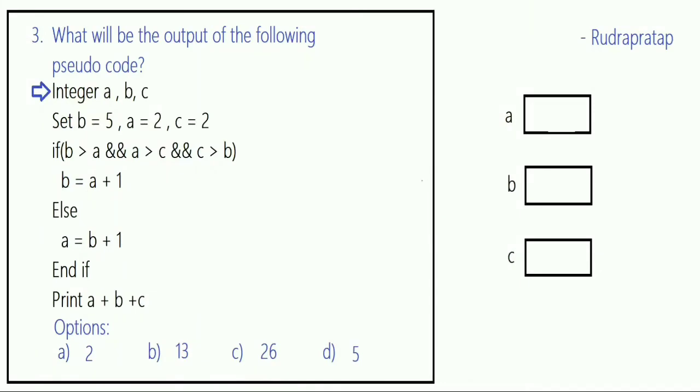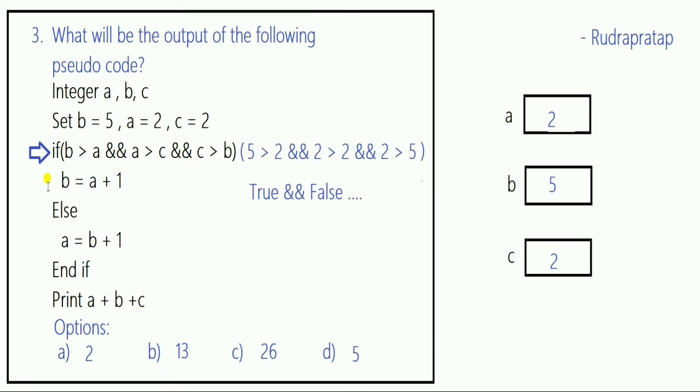In this question we have three variables a, b and c, and on the basis of second statement, which is set b equal to 5, a equal to 2, c equal to 2, we got initial value of the variables, which is a as 2, b as 5 and c as 2. After that we have if condition in which we have b is greater than a and a is greater than c and c is greater than b. Here and means logical AND operator.